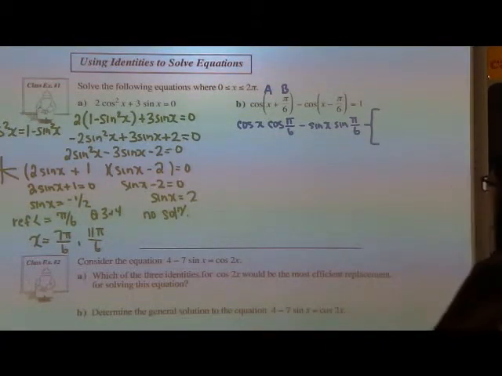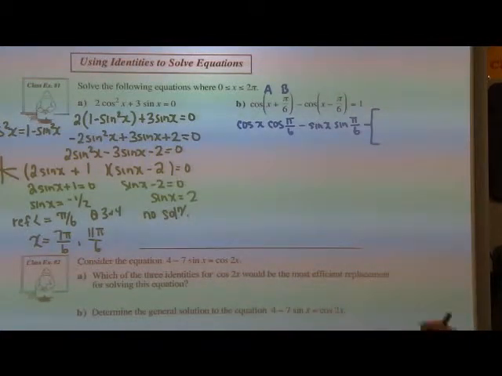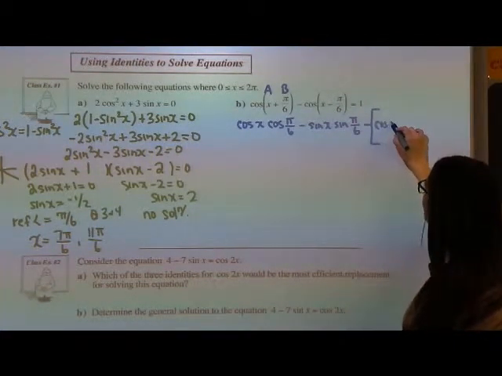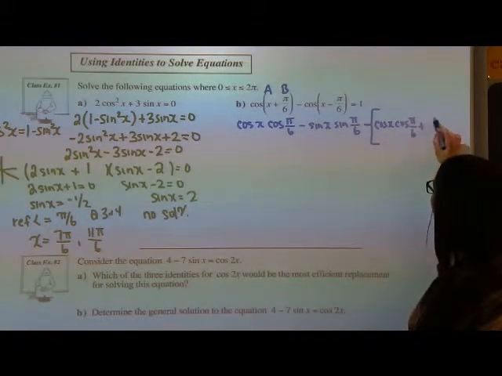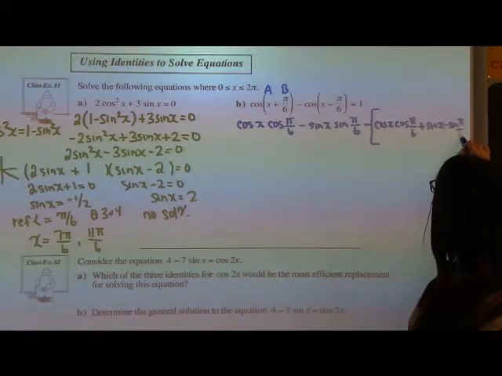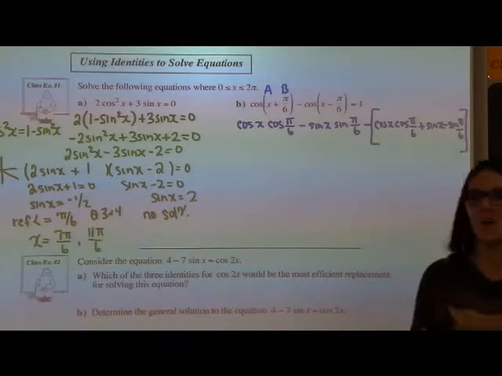So what is cos(A - B)? Cos A cos B plus sin A sin B. So cos x cos π/6 plus sin x sin π/6. And that's all going to equal 1.